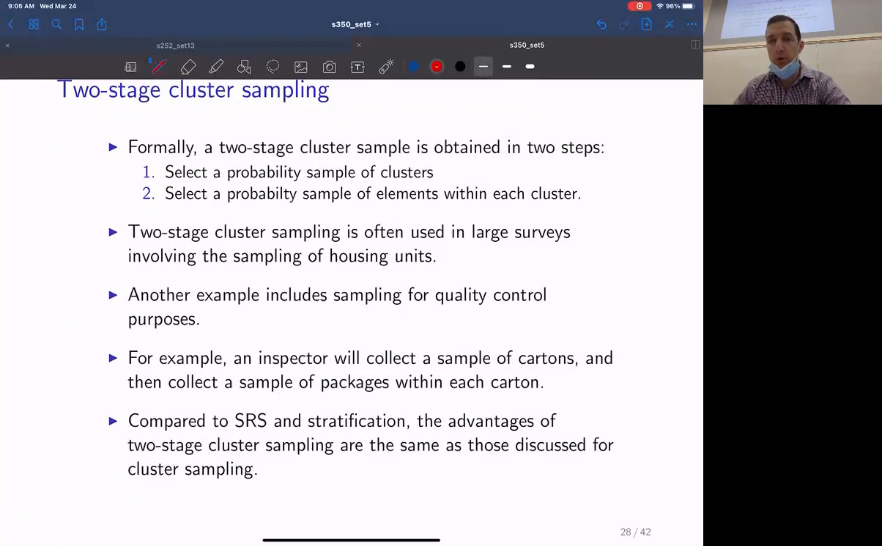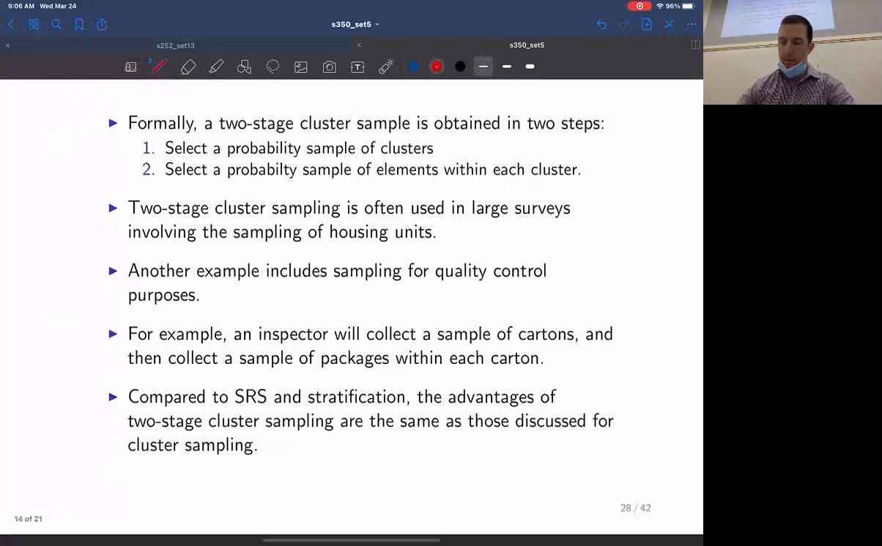or in quality control applications. So for example, an inspector will collect a sample of cartons and then collect a sample of packages within each of the different cartons. Okay, so compared to SRS and stratification, the advantages of two-stage cluster sampling are the same as those that we discussed for regular cluster sampling.